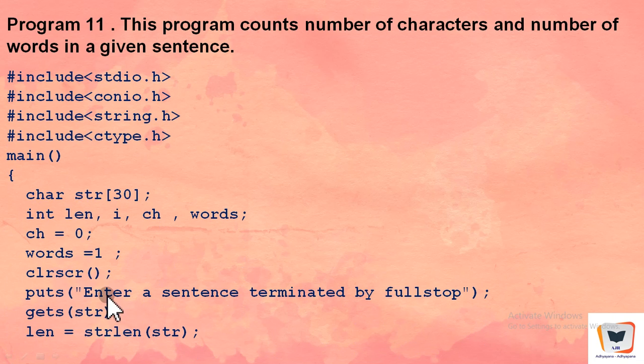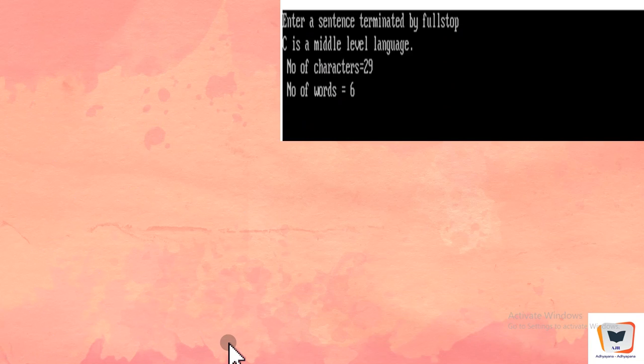Clear screen. Enter a sentence terminated by a full stop. Get S structure, the string. The string will be typed over here, and the user will type a string, and it will be put into this particular variable, and it will get stored in the memory. Length equal to string length of str. We will get the length of the string.